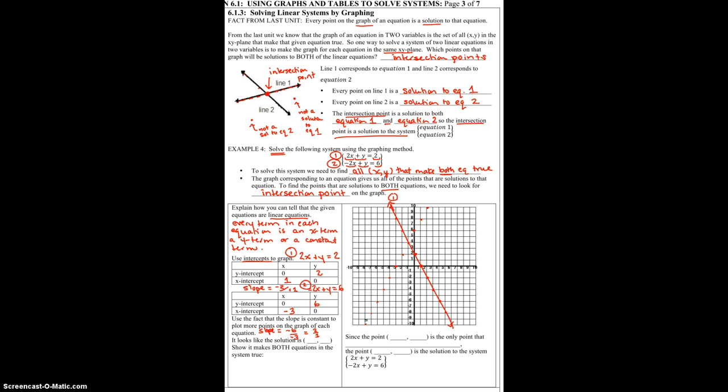And so again, if we play dot to dot here and connect the dots on our graph, well, let's try to connect them a bit better than that. So there is our second equation's graph. And as we're looking at our graph, it does look like they intersect right here at negative 1, 4. So it looks like the solution might be (-1, 4).